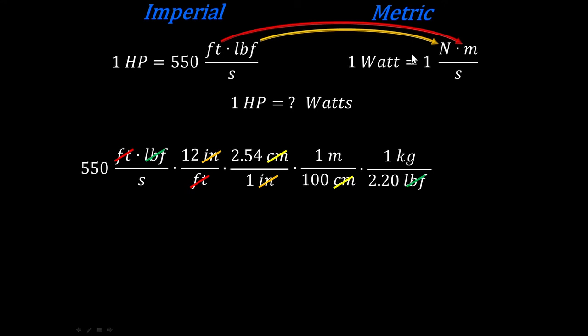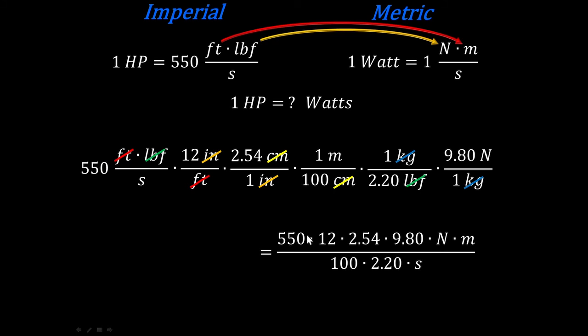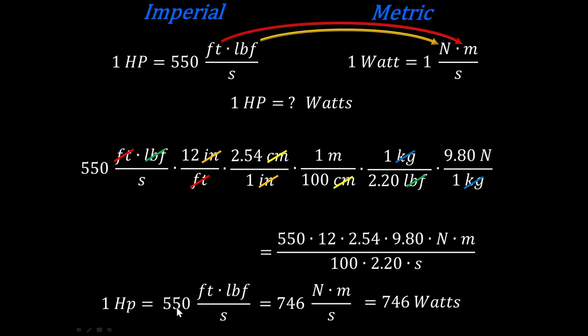And then I'm still trying to get pounds into newtons. I just got pounds into kilograms. So let's get kilograms into newtons. 9.8 newtons, same thing as a kilogram. So kilograms here and kilograms there cancel. My unit becomes newton meters per second. So I just have to take that, times that, times that, times that, times that, times that, divide by this, divide by that, divide by that, and that's what we get. So 746 newton meters per second is the same thing as 746 watts, and 746 watts is the same thing as 1 horsepower.